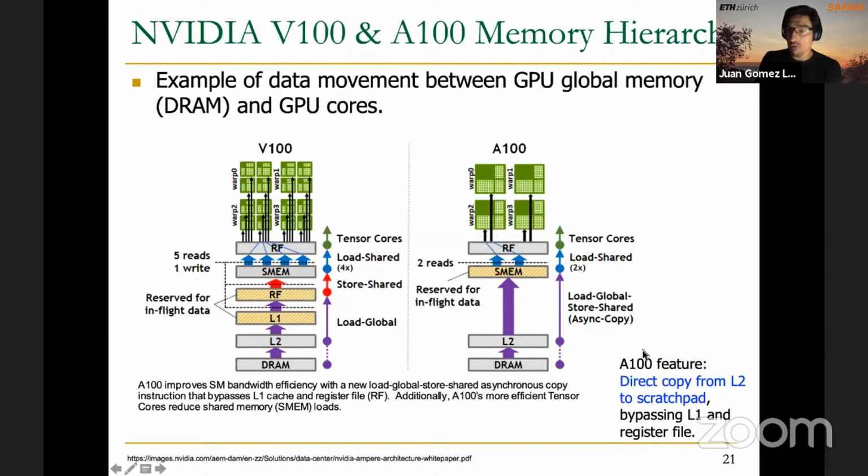Good thing in the A100 is that it allows us to copy data directly from L2 or from DRAM global memory to the scratchpad, to the shared memory. So as you can see here, we have this async copy operation that directly brings the data from L2 to the shared memory without having to go through the L1 and the register file. So we are bypassing L1 and the register file and probably doing this operation with a shorter latency, more efficiently, and with better performance in the end.